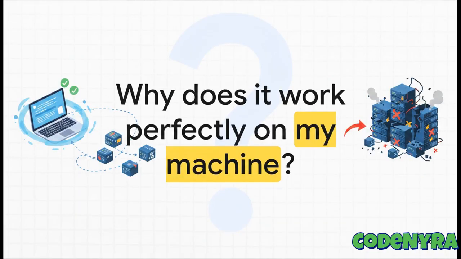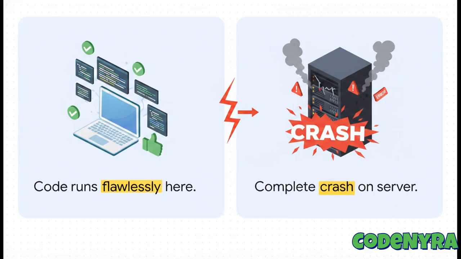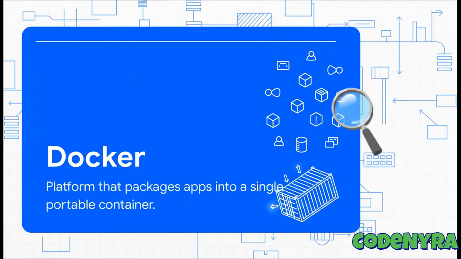We've all asked it, right? Why does my code run flawlessly locally, but totally crash on the production server? Okay, let's dive into this. That crash is caused by environmental drift, those frustrating, hidden differences across machines. Enter Docker. It's quite simple, actually. It packages your app and all dependencies into one consistent, portable container.